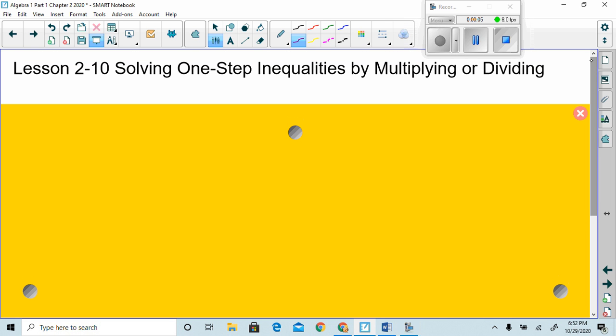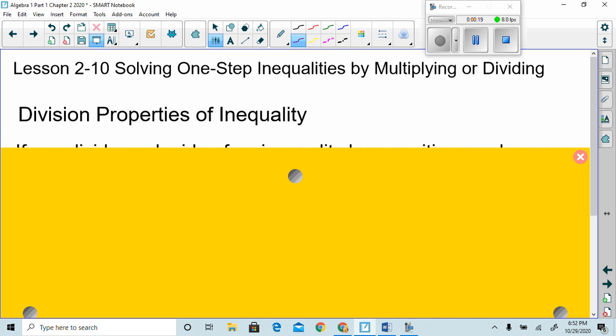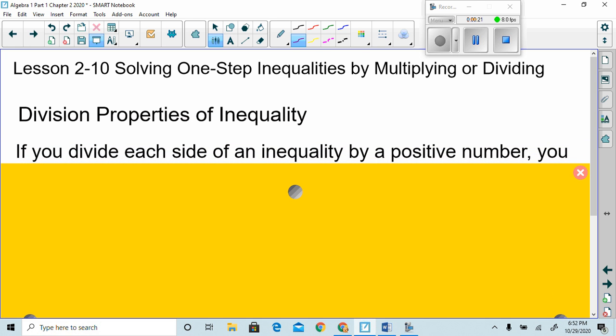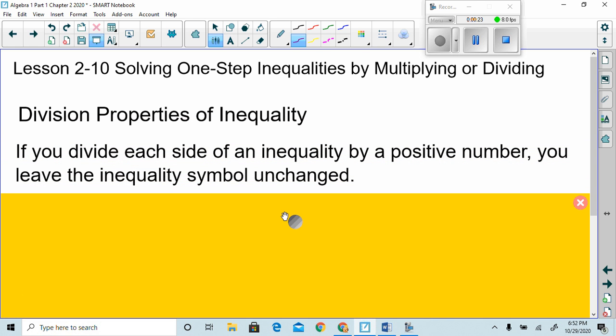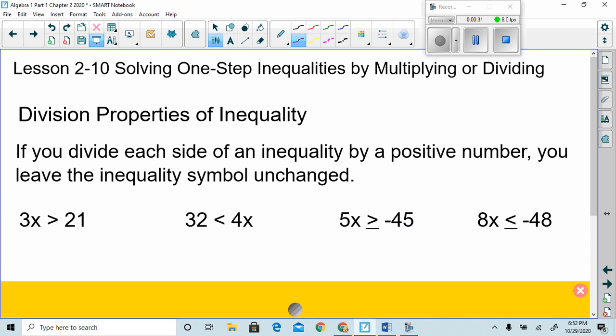Last time we were solving one-step inequalities by adding or subtracting. Today we're going to look at one-step inequalities that can be solved by 1, multiplying or 2, dividing. Let's first look at the division properties of inequalities. If you divide each side of an inequality by a positive number, you leave the inequality symbol unchanged. Here are a couple of examples.